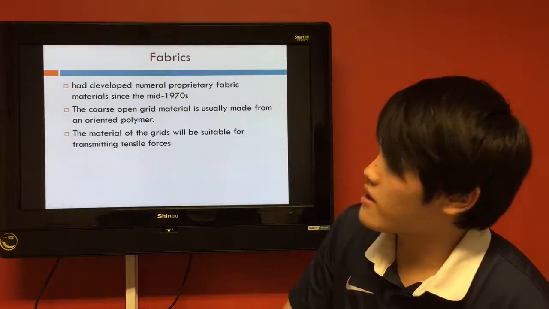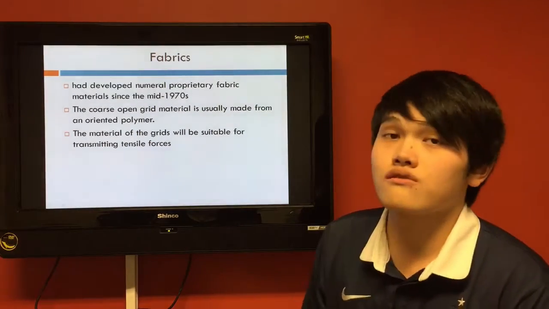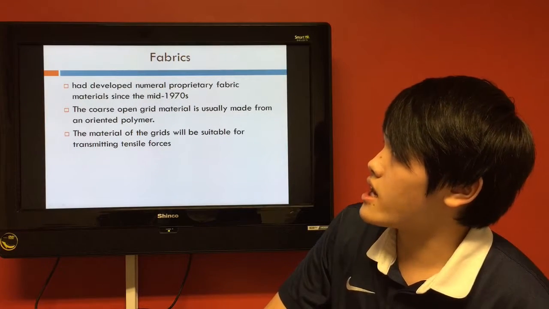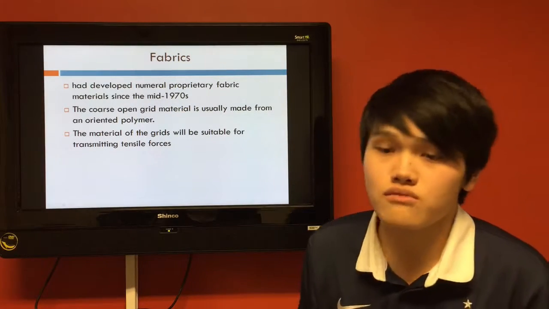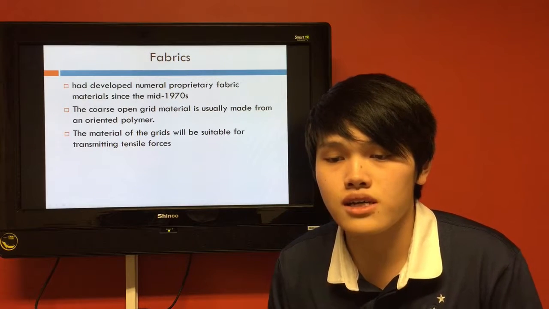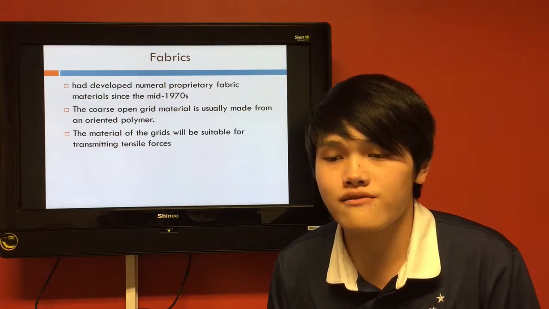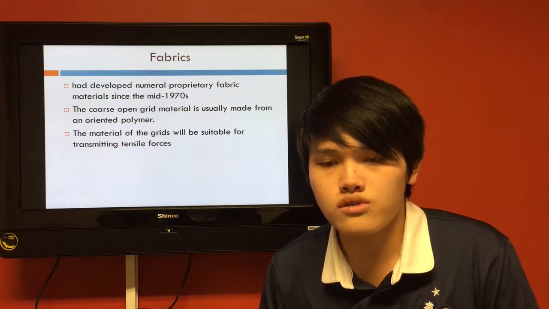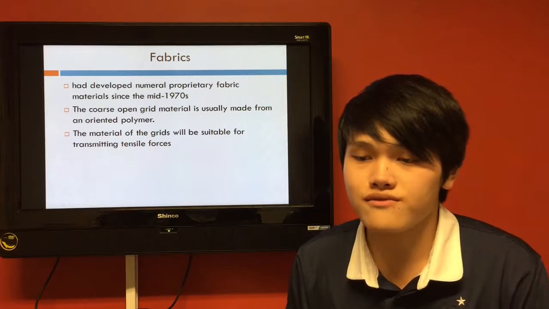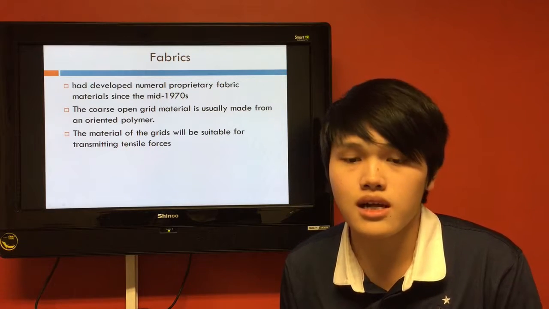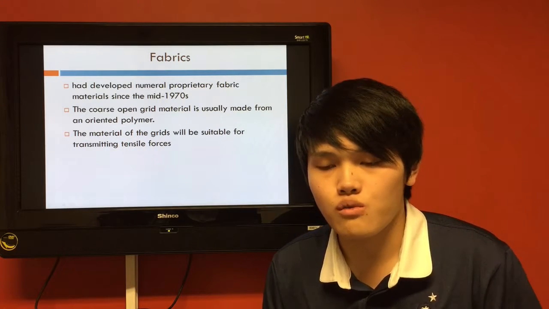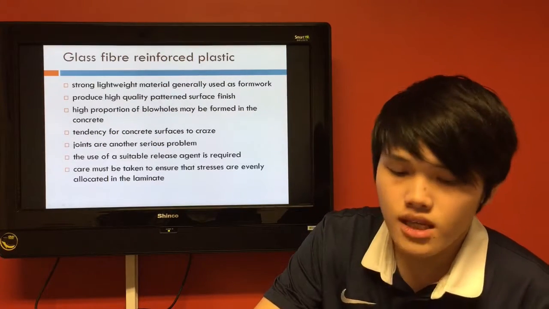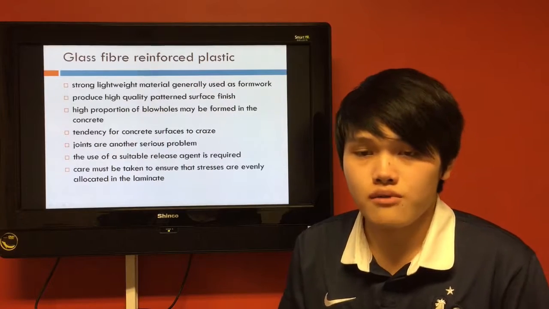The first one is the fabric. Fabric is an artificial fiber, and engineers have developed a number of proprietary fabric materials since the mid-1960s. The coarse open-grade material is usually made from an oriented polymer. The material of this grade will be suitable for transmitting tensile forces.